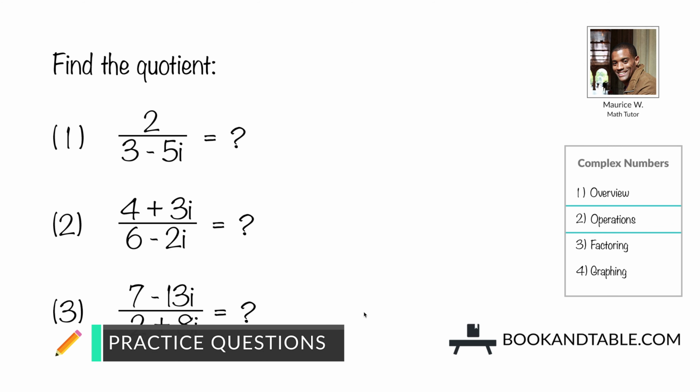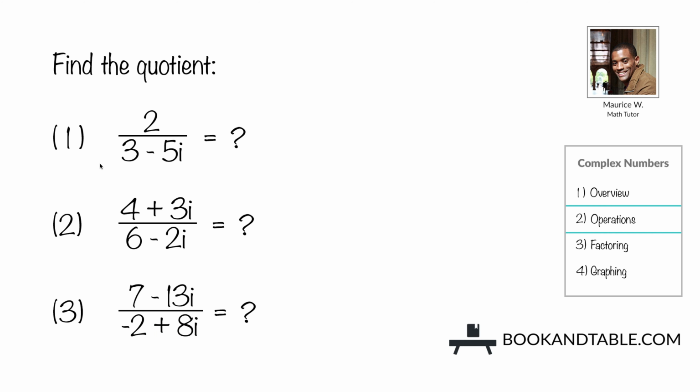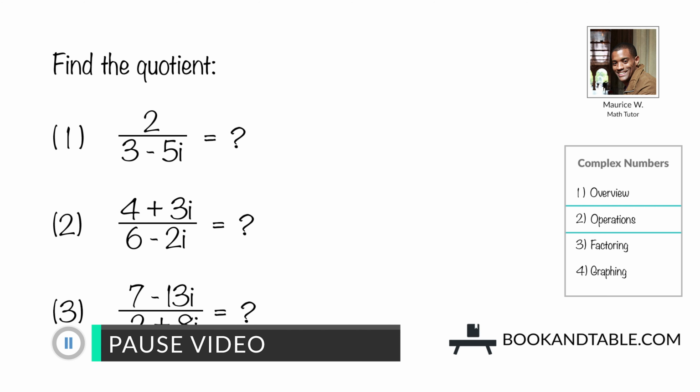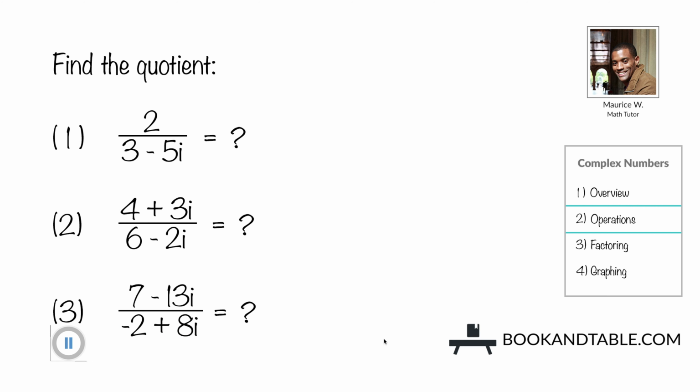Let's now have you try a few practice questions. Question number 1. Find the quotient of 2 divided by 3 minus 5i. Question number 2. Find the quotient of 4 plus 3i divided by 6 minus 2i. And question number 3. Find the quotient of 7 minus 13i divided by negative 2 plus 8i. Pause the video, answer these questions, and then press play when you are ready to begin.